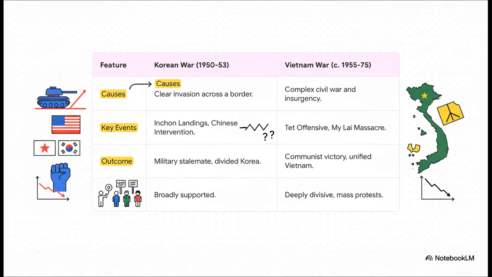Look at the causes. Korea was a clear conventional invasion across a border. Vietnam was a much messier civil war and insurgency. Look at the outcomes. Korea ended in a stalemate that's still frozen in place today, while Vietnam ended in a decisive communist victory. And crucially, look at public opinion. The war in Korea was generally supported back in the US. The war in Vietnam tore the country apart. Using these points will make your essays so much stronger.